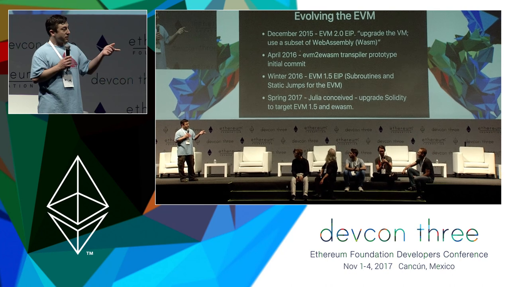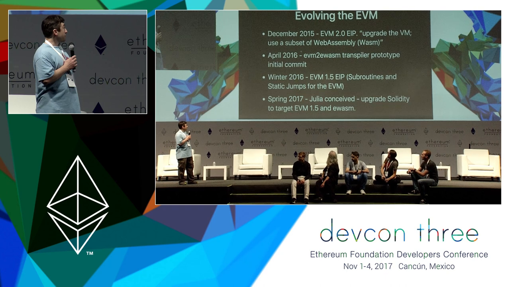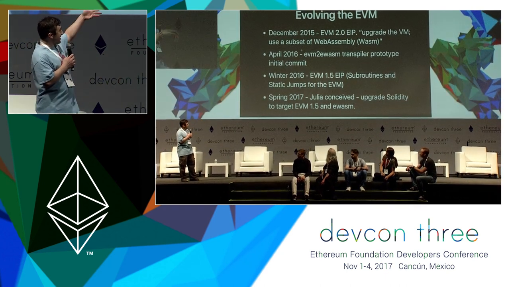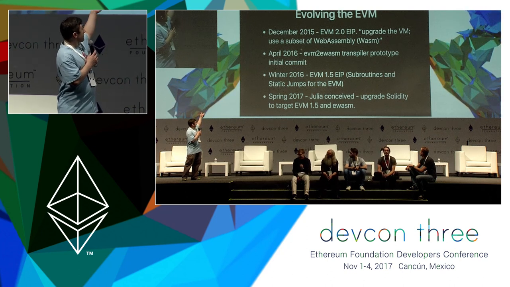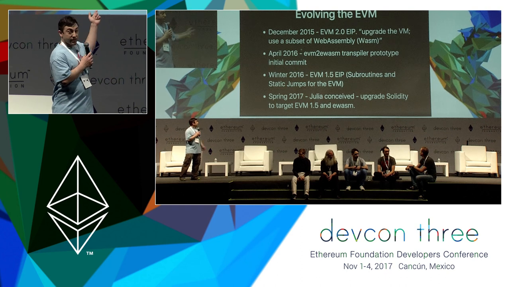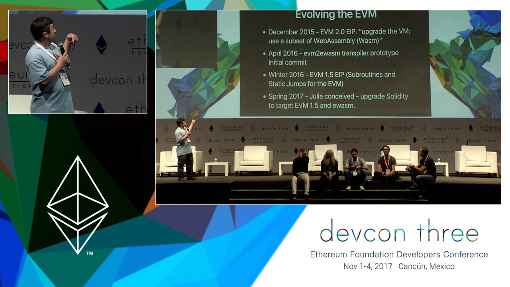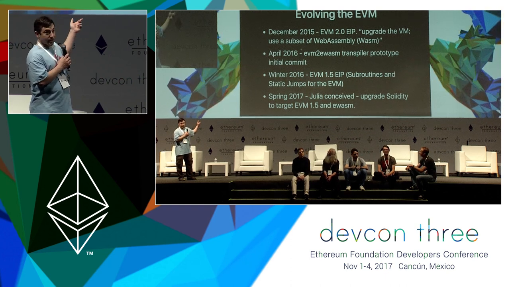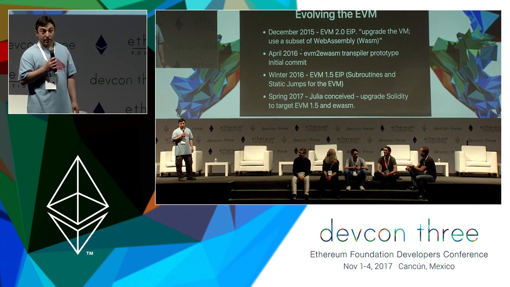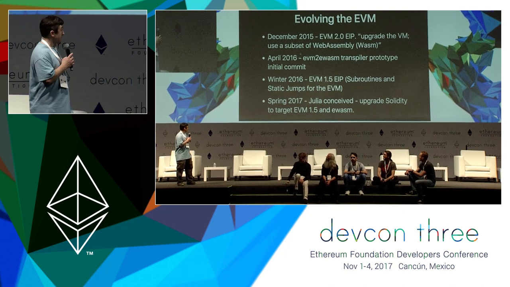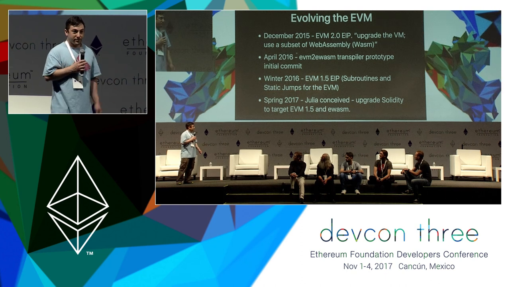You saw Martin's talk yesterday. It was on Primea, but it mentioned the precursor to Primea, which is EWASM, and that started in December 2015. By the summer of 2016, the first commit was in April, but by the summer there was a pretty working prototype for the EVM to EWASM transpiler. So that was EVM 2.0.